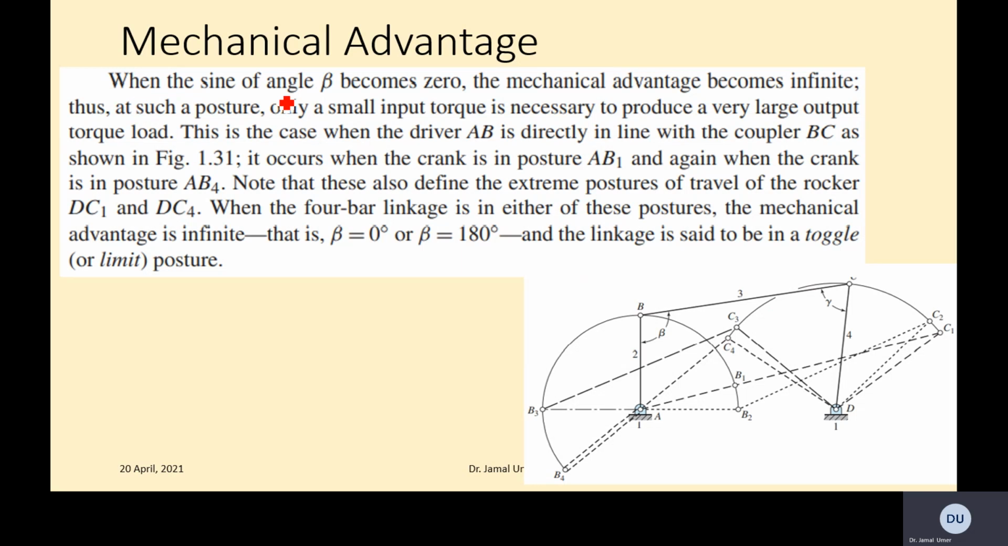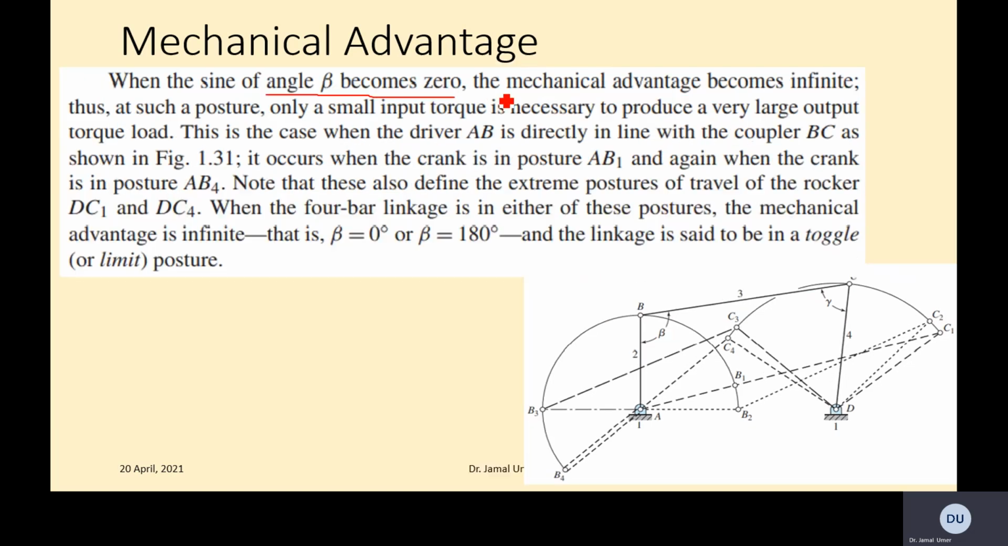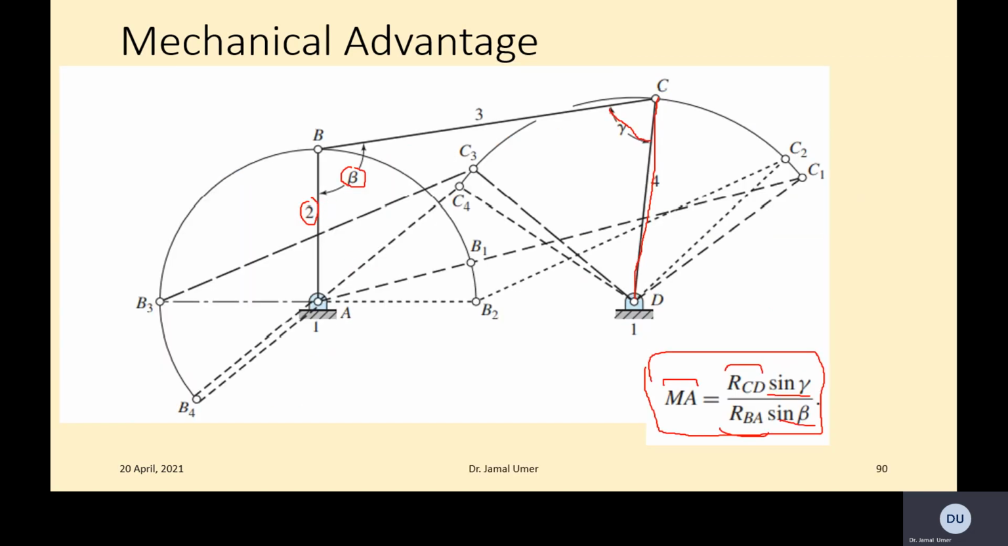When the sine of angle beta becomes 0, this whole component becomes 0, so the mechanical advantage would be infinite. Within this equation, for any value of beta where the sine of beta is 0, the mechanical advantage would be maximum, or infinite.